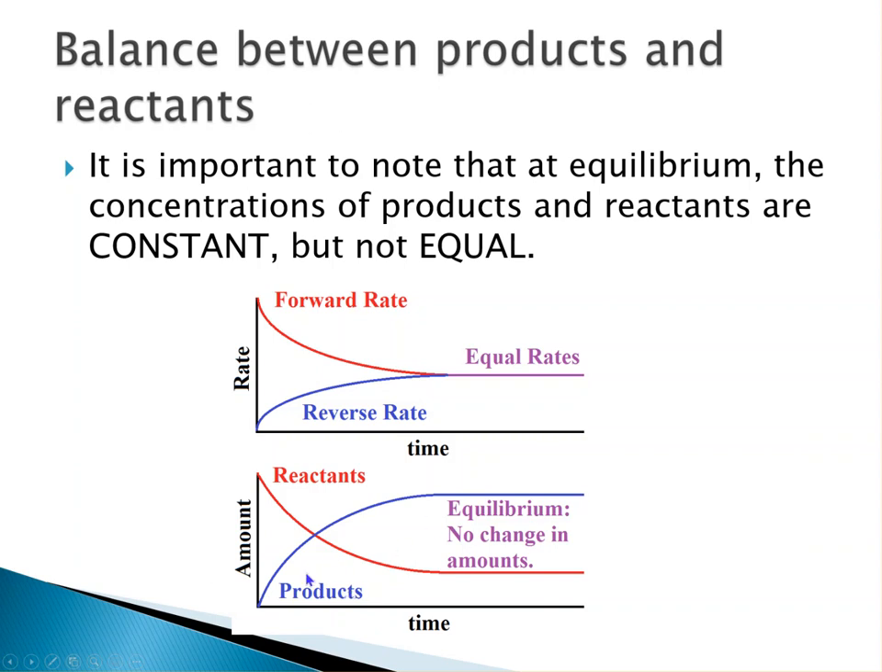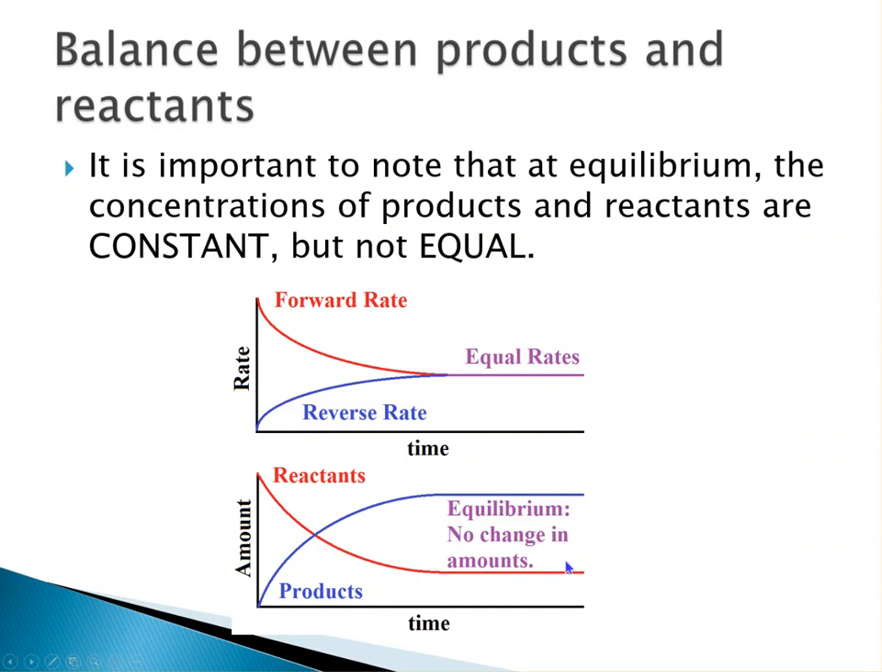So this graph down here is just a plot of the amount of reactant over time. So initially we don't have any products because we haven't mixed our reactants together, and we have all reactants. So over time, the amount of reactants decreases and the amount of products increases. Now notice when we get to equilibrium, the amounts don't change, but as you can see in this case, they're not necessarily equal. So just make sure you know the definition for equilibrium. Rates are equal, which means amounts or concentrations are constant.